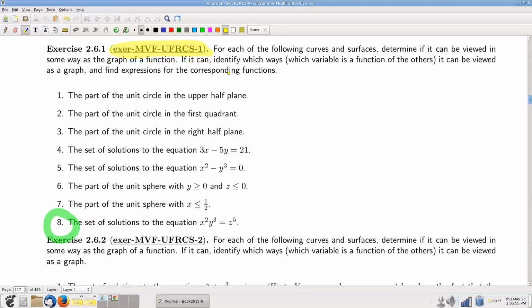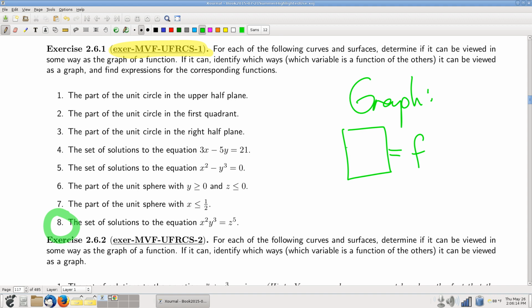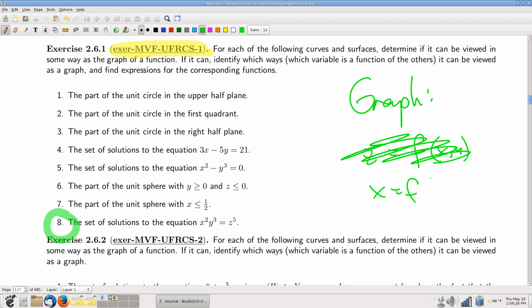Okay, so in this question, can it be viewed as a graph? All right, so keep in mind what a graph is. A graph of a function is you take the values of the function, you set it equal to a new variable. Now, in the text we use z, but it doesn't have to be z. It could be that z is f of x, y, or it could be that x is f of y, z. Or there are these different possibilities.